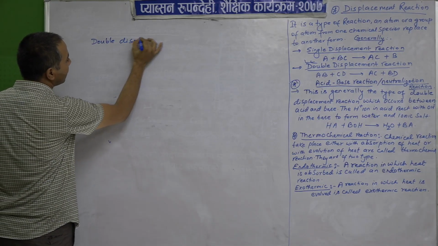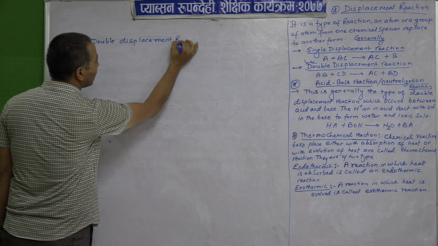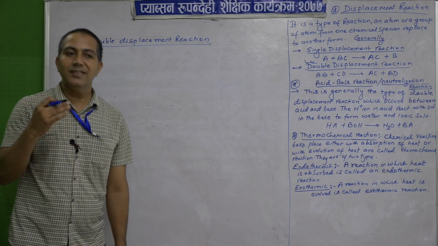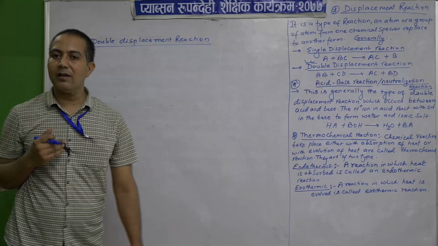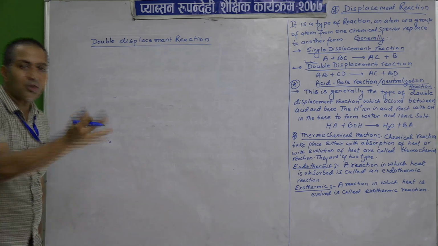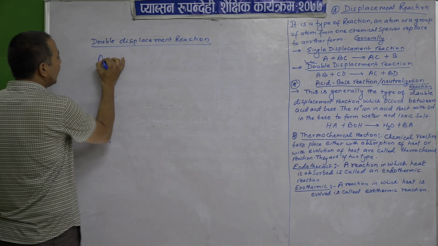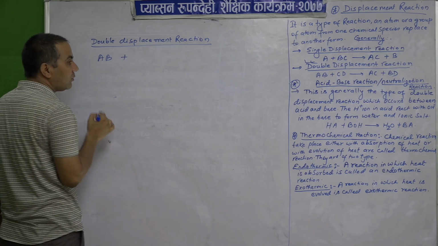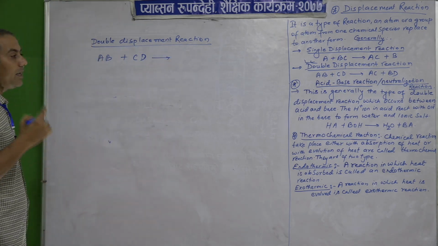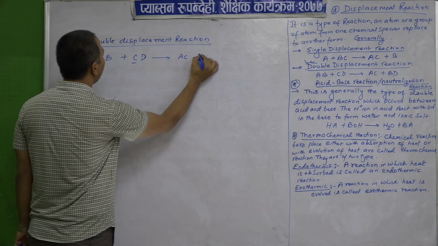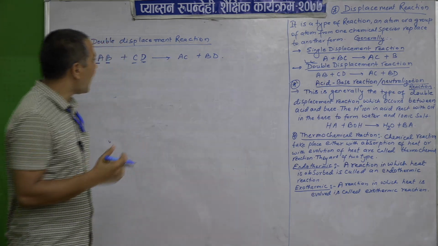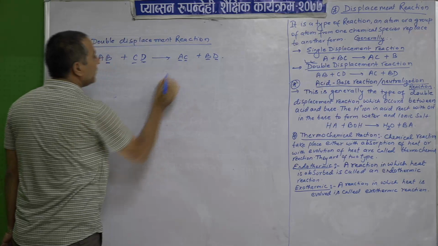Double displacement reactions. So what is double displacement? Displacement means one atom replaces another in a chemical substance. One atom or a group of atoms replaces another in a compound, isn't it? Now double displacement means both of them are replaced. For example, AB, two atoms combined to form a molecule, and another two atoms, CD, combined to form another molecule. They replace each other. A combines with C to form AC, and B combines with D to form BD.